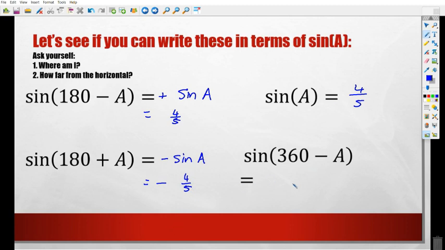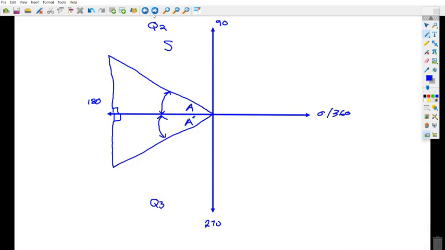Okay, let's see if we can do the same thing for sine of 360 minus A. Let's visualize. I'm going 360, so it's 0 all the way to 360, all the way here. Then I'm going to minus A degrees, so I'm going in the opposite direction, and let's say that was A degrees over there. What is the distance now between that horizontal and this hypotenuse over here? How far did I go from the 360 back to the hypotenuse here?